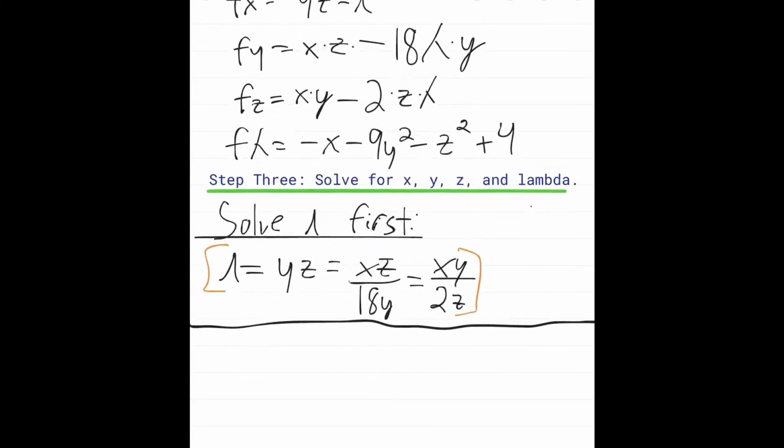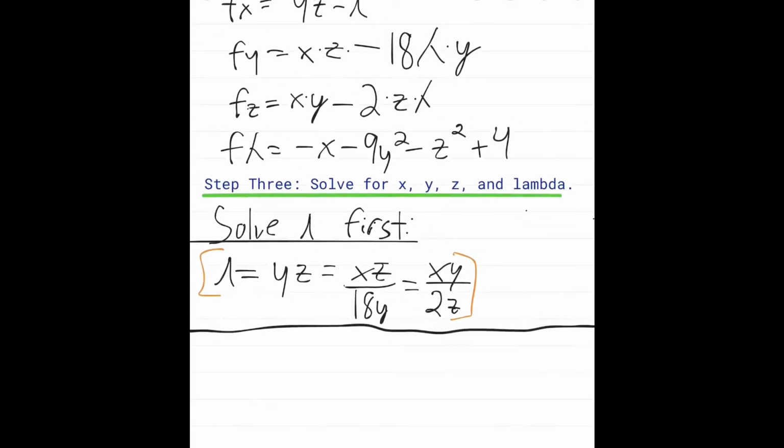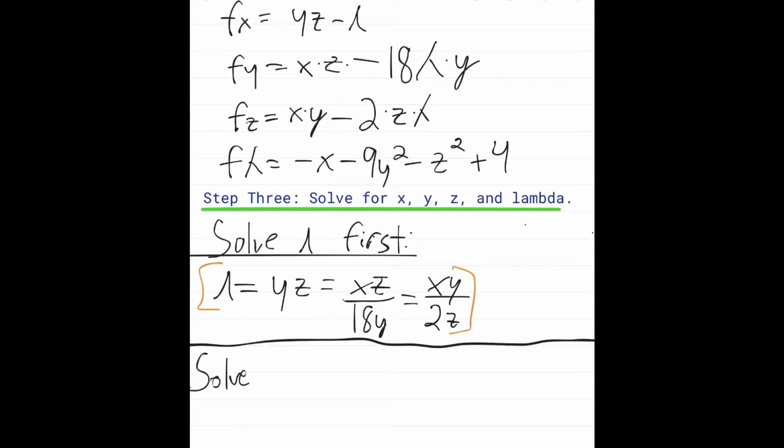So now, the next step, I'm going to solve x. So what am I going to do? I will solve x in terms of y.